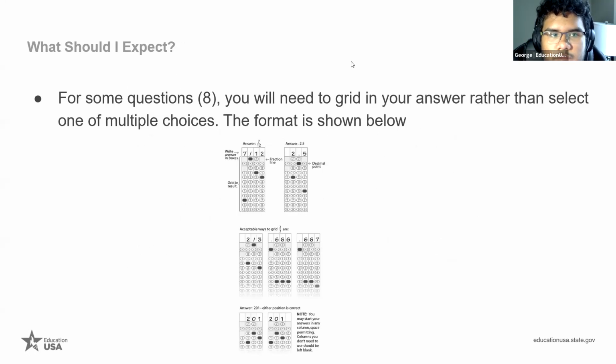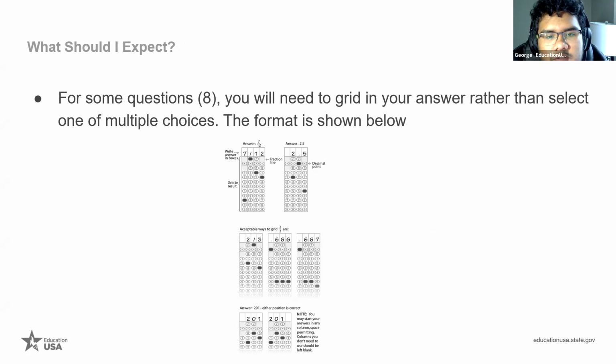I'd also like to explain briefly what the grid-in questions were. As I mentioned previously, for your 20 questions, 5 of them will not be multiple choice, but rather they will be questions that you fill in, that you bubble in your answer. So instead of picking one of 4 choices, you have to actually write your answer here.